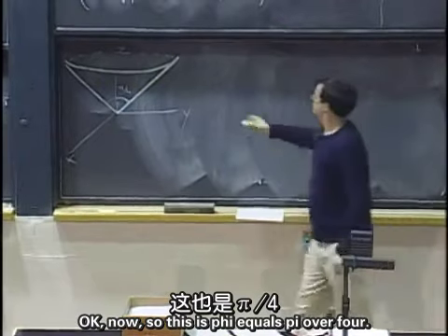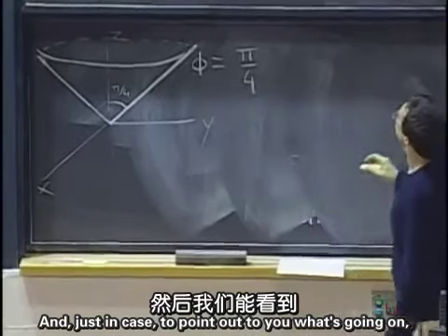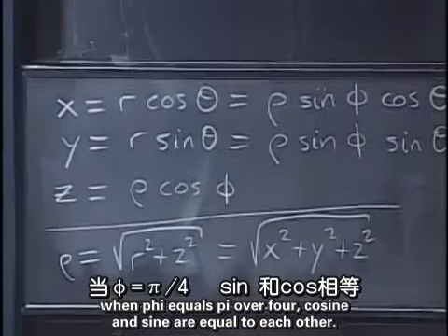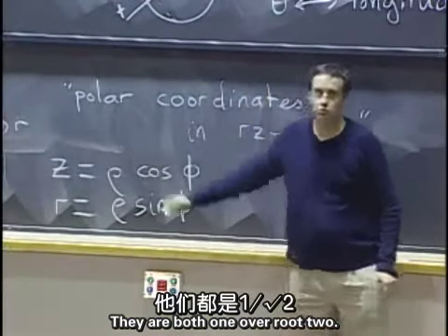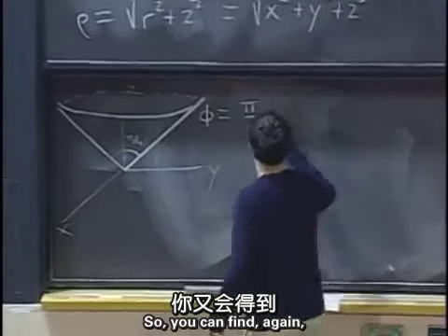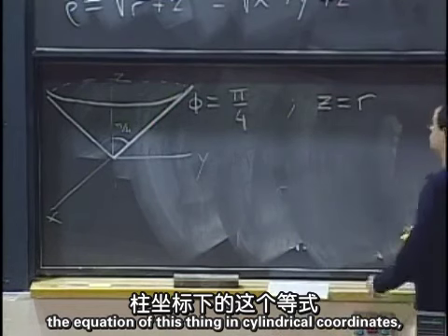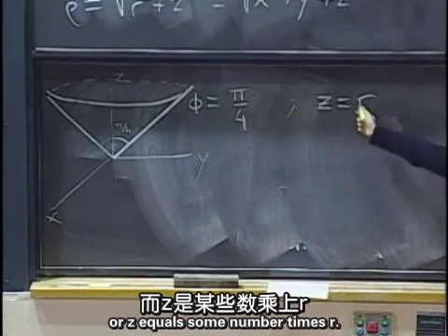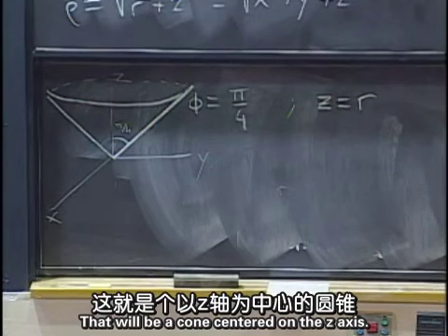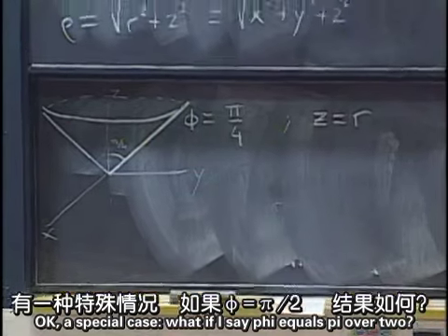Now, so this is phi equals pi over 4. And just in case, to point out to you what's going on, when phi equals pi over 4, cosine and sine are equal to each other. They're both 1 over root 2. So you can find, again, the equation of this thing in cylindrical coordinates, which I remind you was z equals r. Okay? In general, phi equals some given number, or z equals some number times r. That will be a cone centered on the z-axis. Okay, a special case. What if I say phi equals pi over 2?